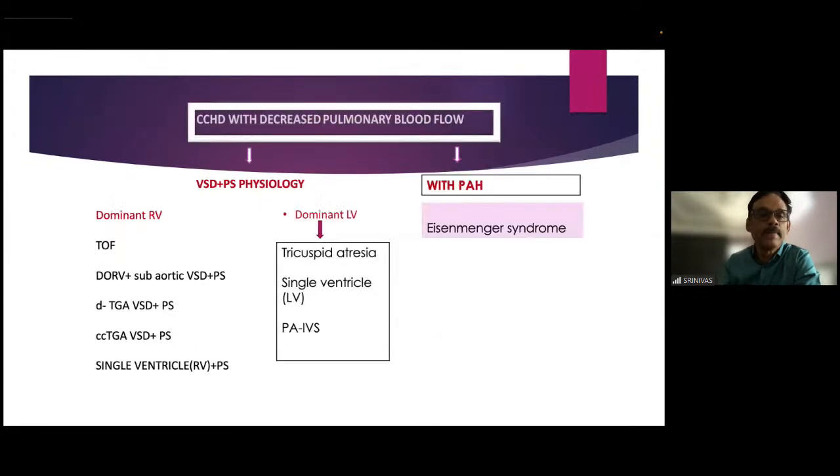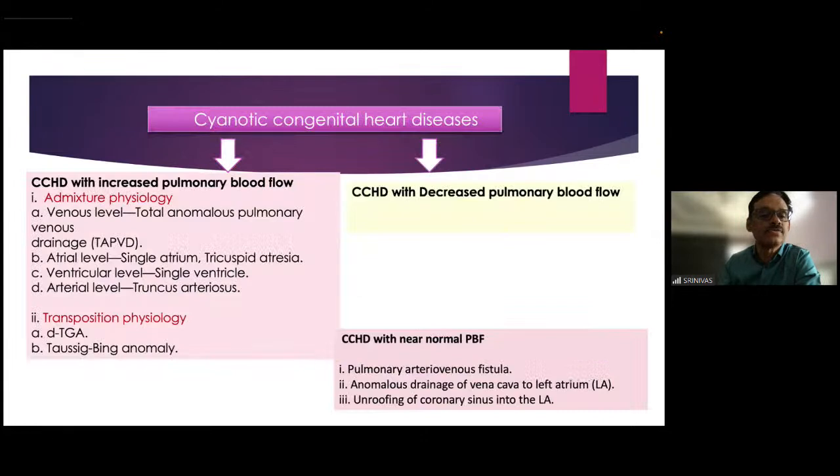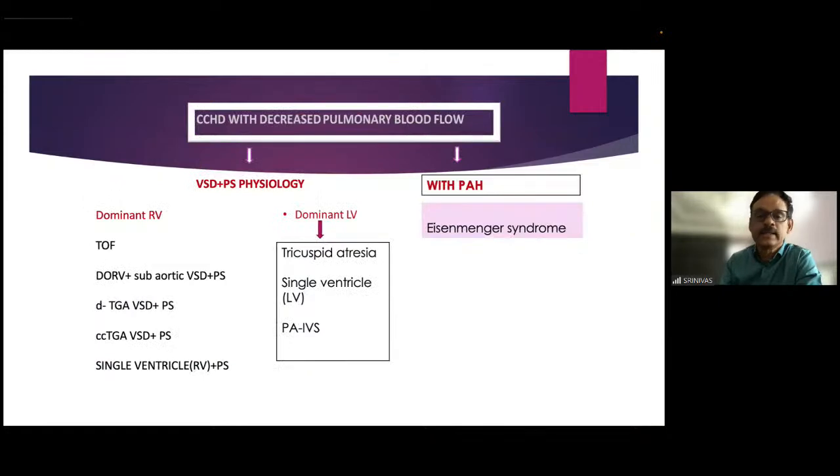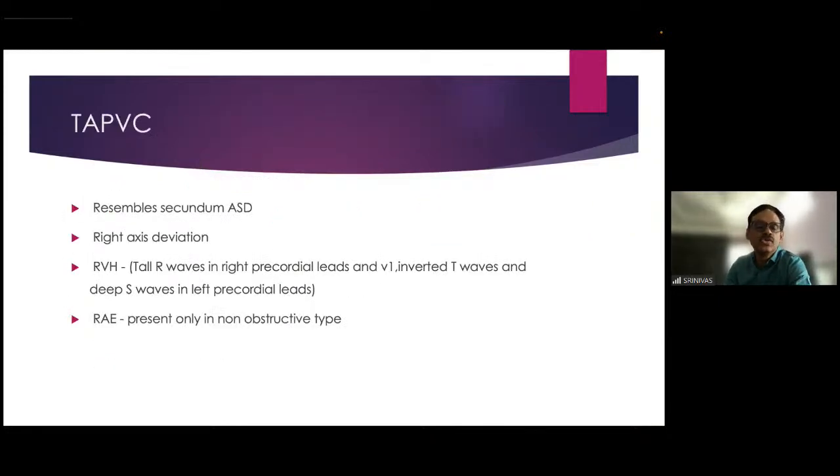Now, going back to this slide, the examples of increased pulmonary blood flow are TAPVC, single atrium, tricuspid atresia, single ventricle, truncus arteriosus, and DTGA. In that order, I will briefly discuss their ECG findings. I would like to re-emphasize that ECG is useful only in the context of the clinical examination. For instance, unobstructed TAPVC is a right heart volume overload situation.